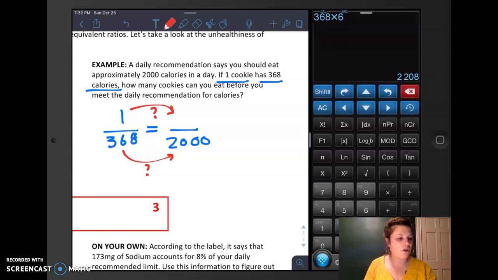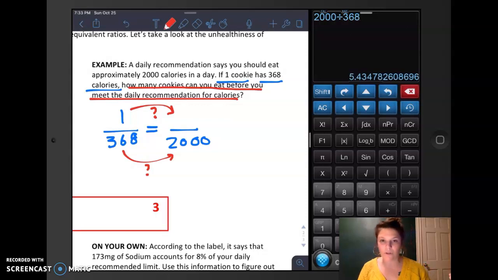And the question says, how many cookies can you eat before you meet the recommendation of calories? So you want to stay under 2,000 calories. So we wanted to stay with 5 cookies because that's when we're under 2,000 calories. You could figure it out a little bit better by saying 2,000 divided by 368. That'll give you the exact number of cookies you could eat. So you could eat just under 5.5 cookies and stay under 2,000 calories.